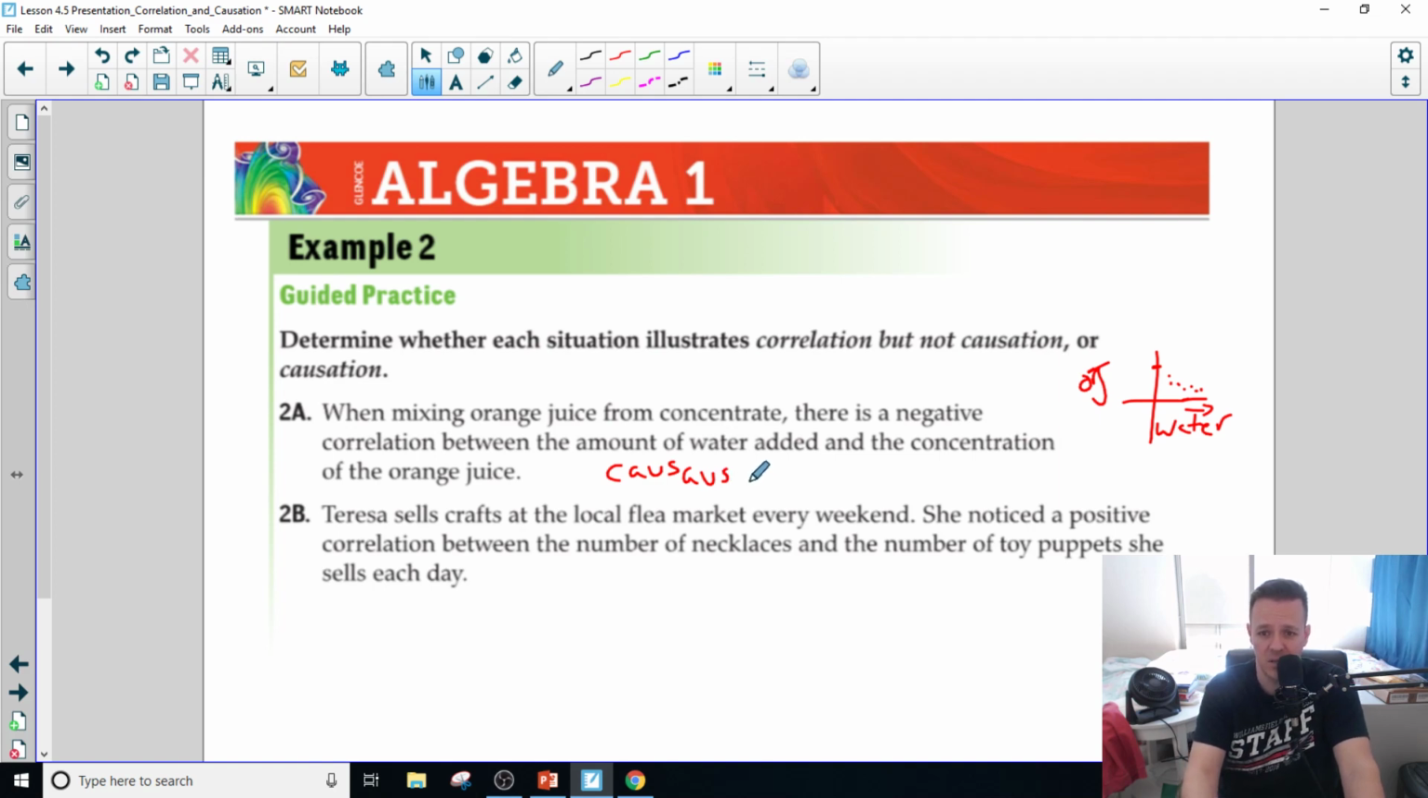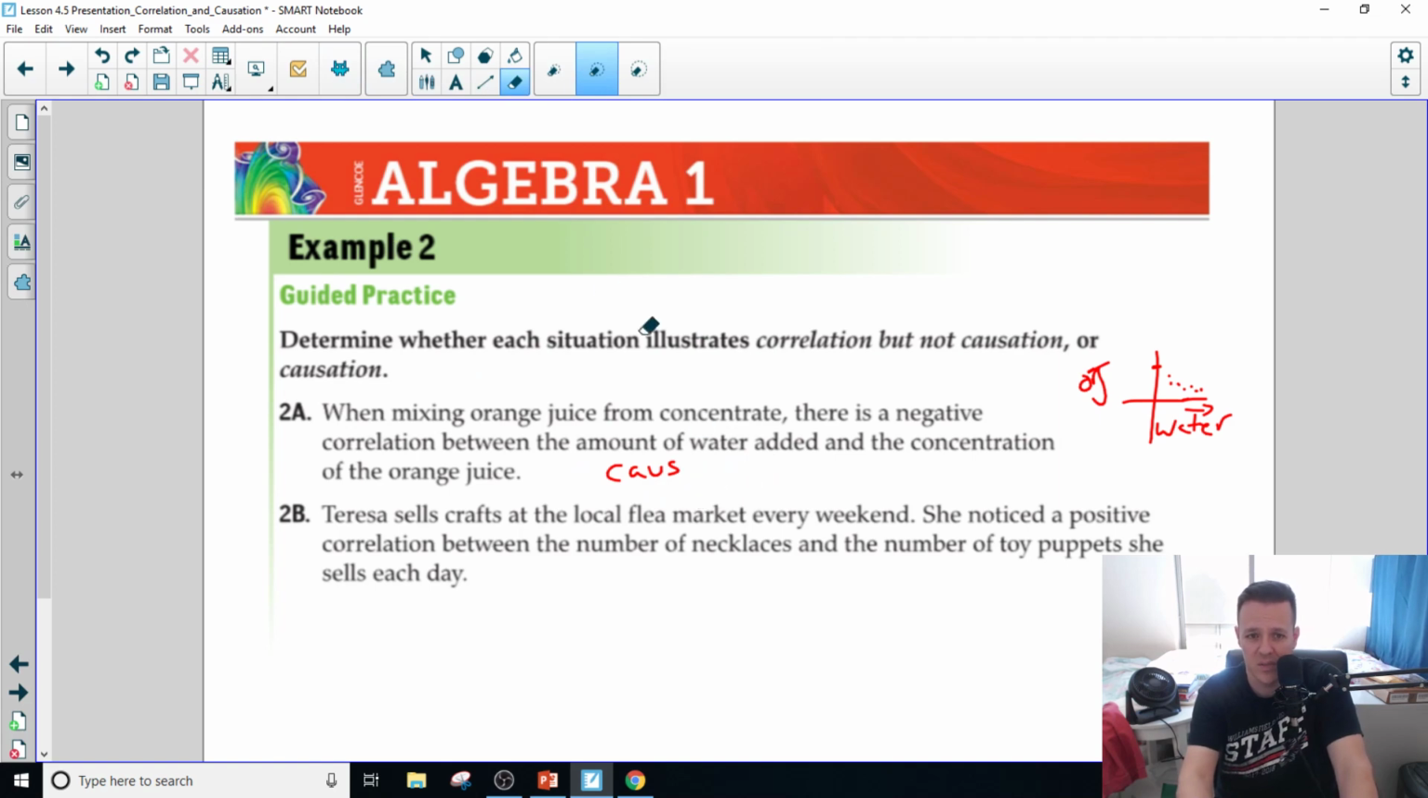How do you spell causation? Okay, ooh, that was horrible. Hold on. I lost where the definition was.